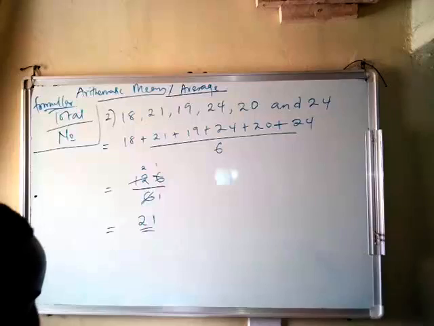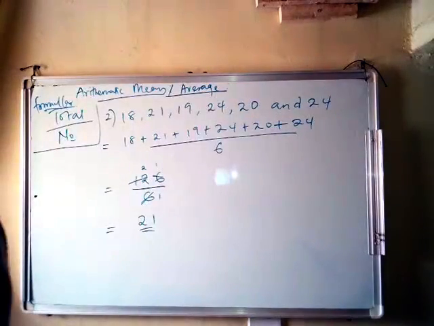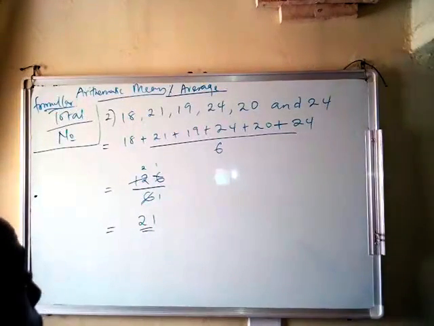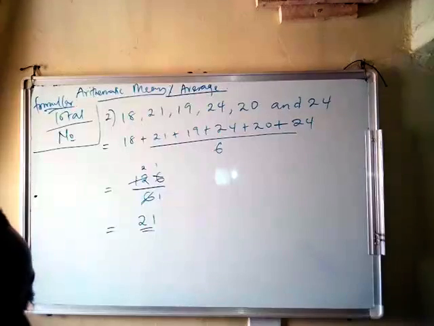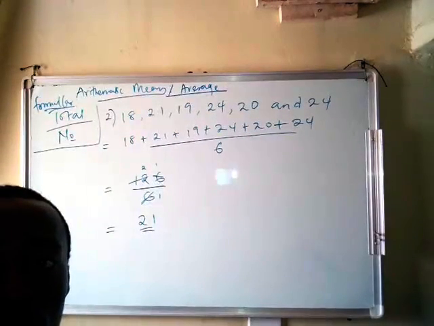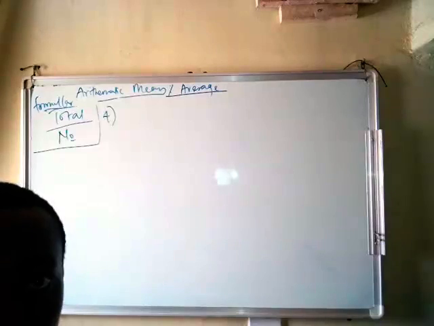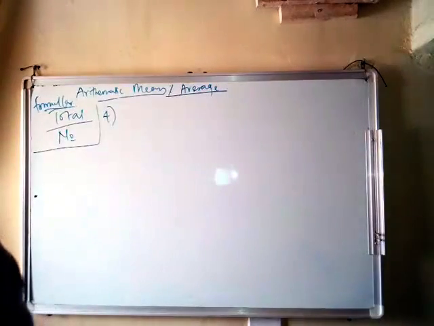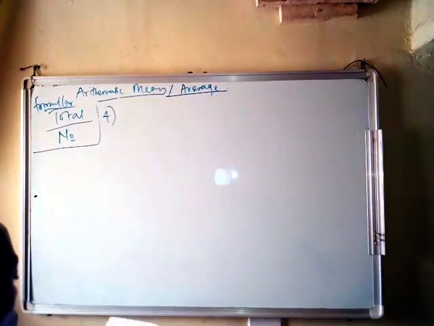So 6 into itself is 1, 6 into 12 is 2, 6 into 6 is 1. So you have 21 as your final answer. Very easy, not so? Very good. So that is the way it's done, and we are going to head over to number 3.